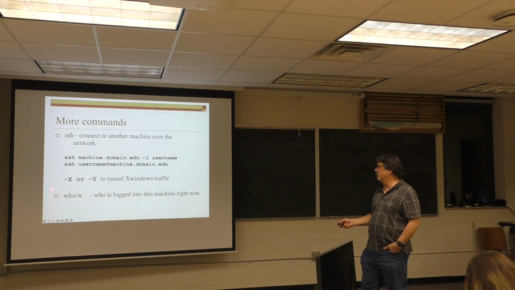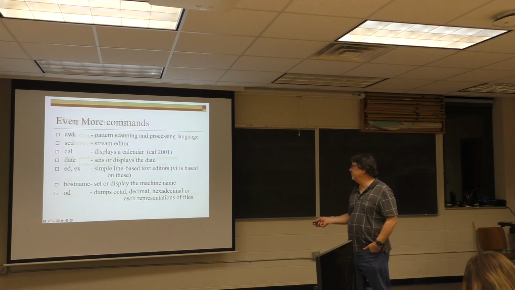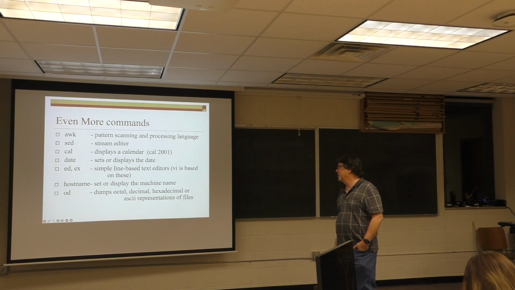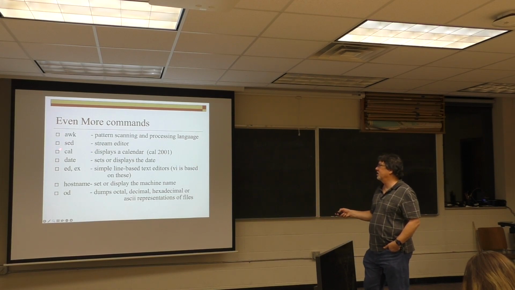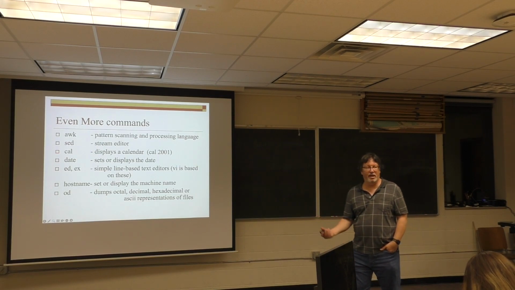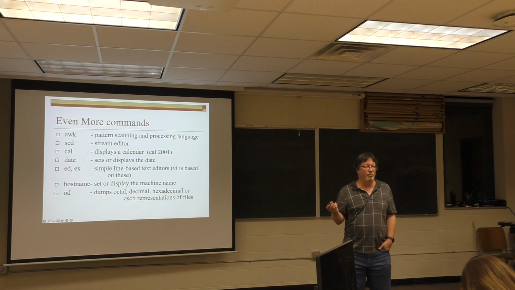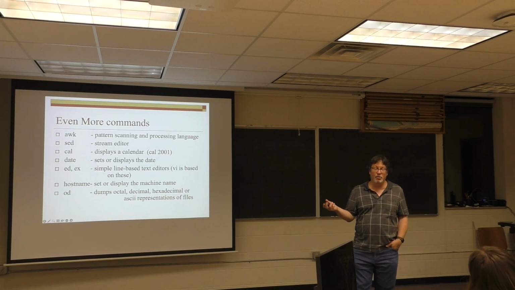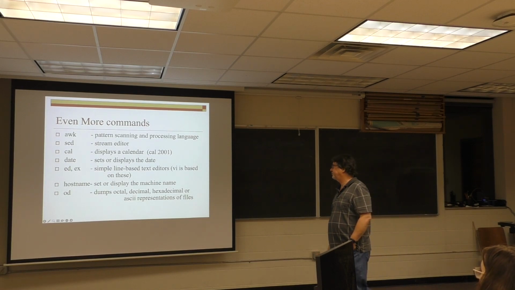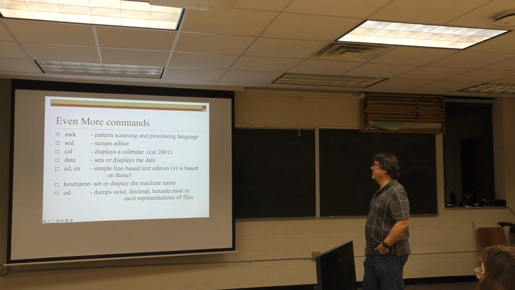You can type who or w to see who's logged into the machine. A bunch of other commands, I guess I won't really go through these. cal is kind of a cool one. It'll show you the calendar month. You can type cal and the year. Type cal and the year you were born, and it'll show you the calendar for the year you were born. I'm not sure how far back into the past it goes. I think it goes to 0 at least.